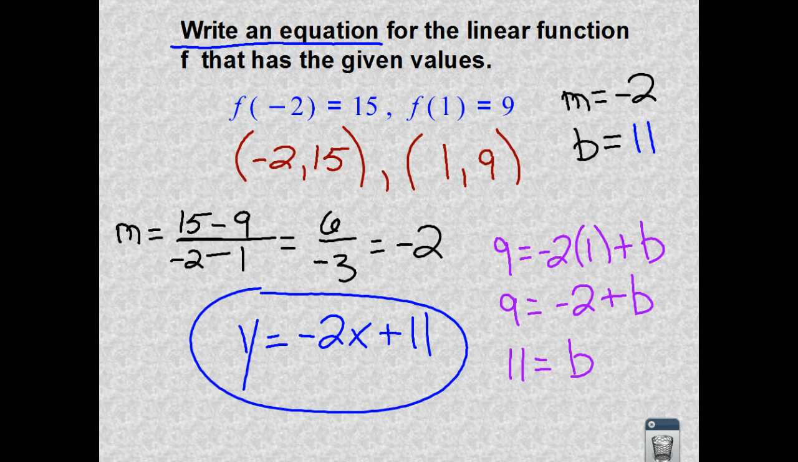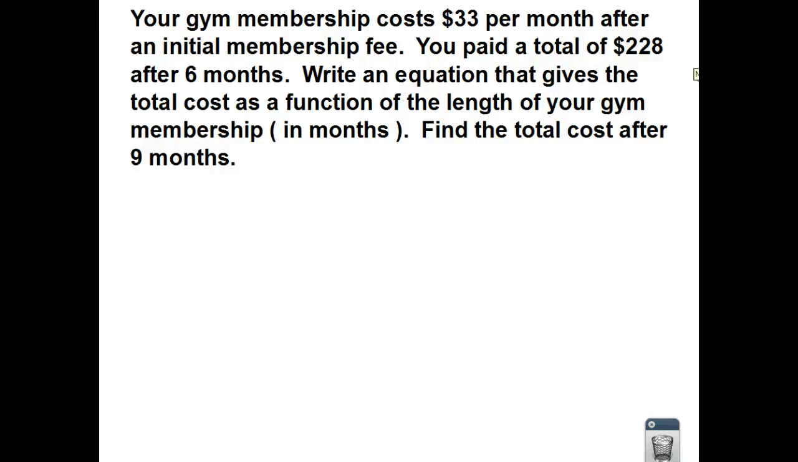All right, final problem is an application problem. This is the typical gym membership idea, and it says your gym membership costs $33 per month. So every month that you are there, no matter what, it will cost you $33. There is, however, a starting or initial membership fee. So in order for you to become a member, you have to pay a one-time fee. Then it says you paid a total of $228 after 6 months of being at this gym.